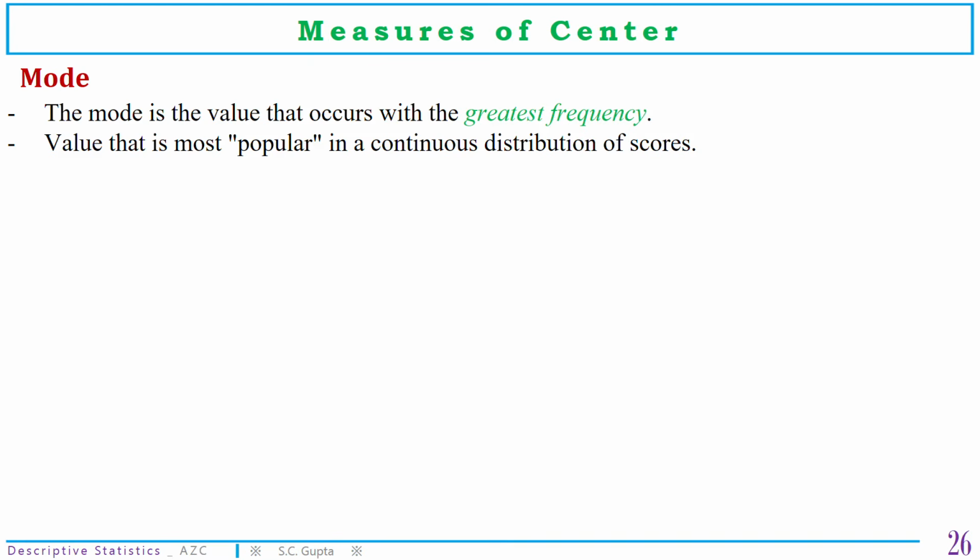The next measure of center is mode. The mode is the value that occurs with the greatest frequency. It is the value that is most popular in a continuous distribution of scores.